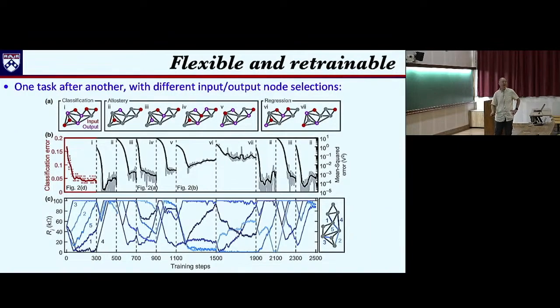And here are some cool things about it. It's flexible and retrainable. And again, I think Andrea's class showed you this. So you do classification, but you can immediately switch and do allosteric. And here you can see there are different choices for the input-output nodes, and it learns just fine. So you do go from classification to allosteric to regression, and it works just fine. So that's cool. Very, very flexible system.